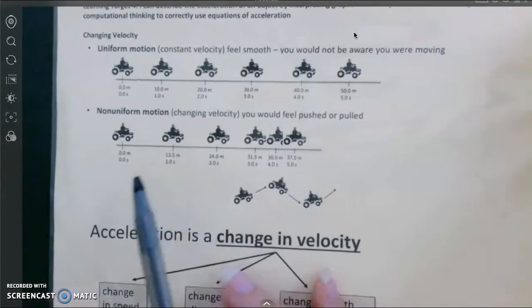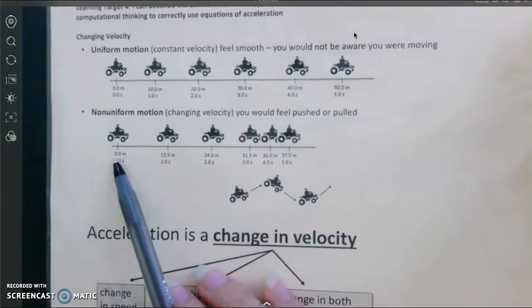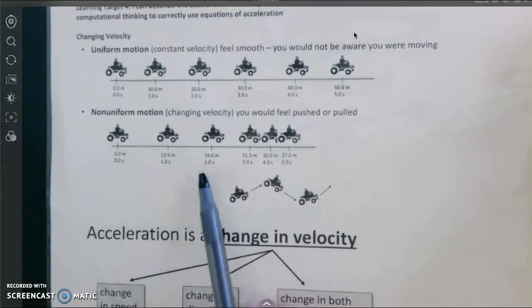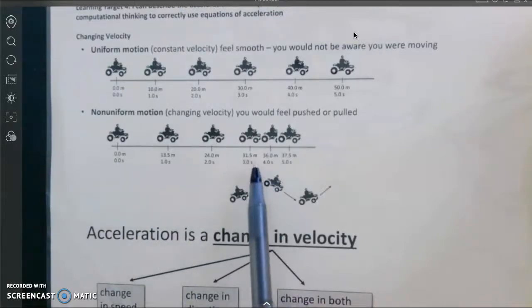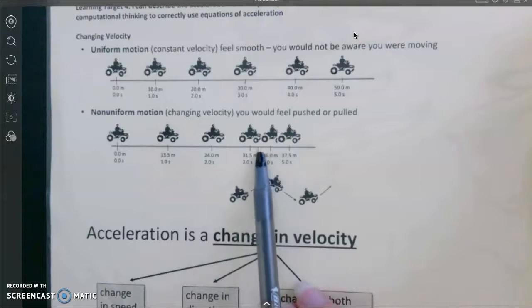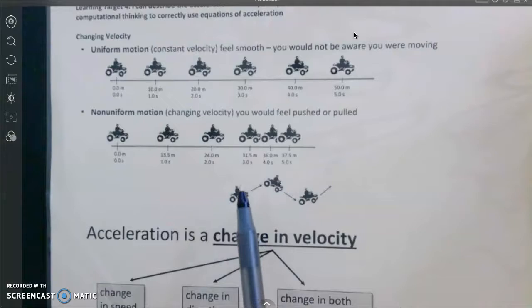Now, our non-uniform velocity, again, we're taking these snapshots at the same time interval, 1 second, 2 seconds, 3 seconds, 4 seconds. But you see how less distance is covered over the same time interval? And so we have a change in that velocity. It's no longer constant. And that's how we define acceleration. Acceleration is a change in velocity.